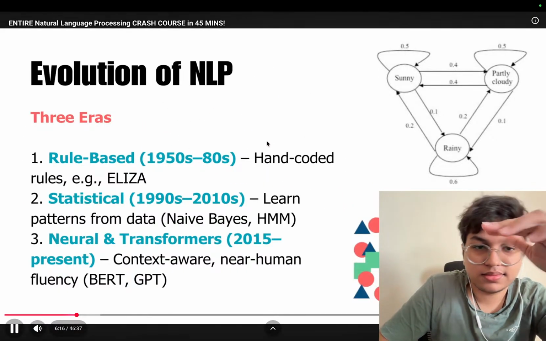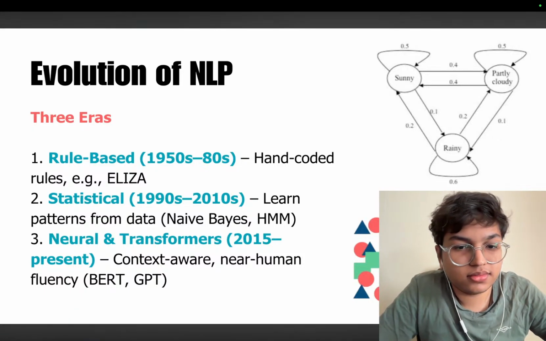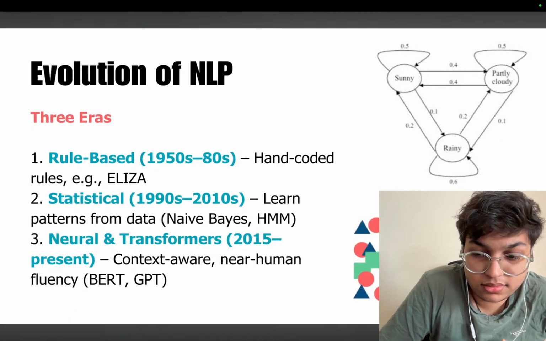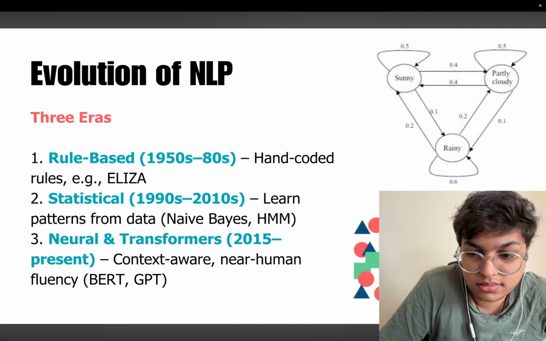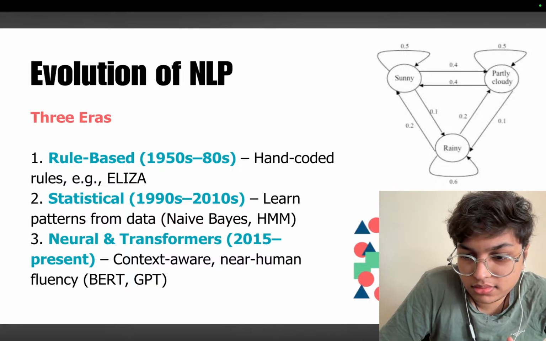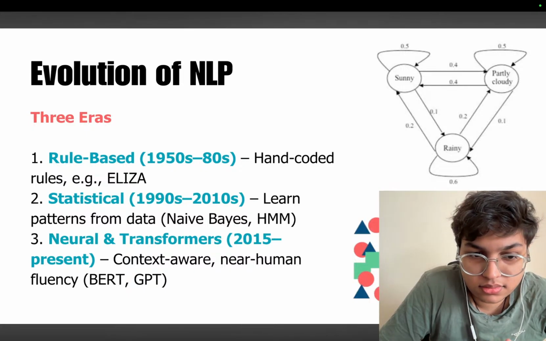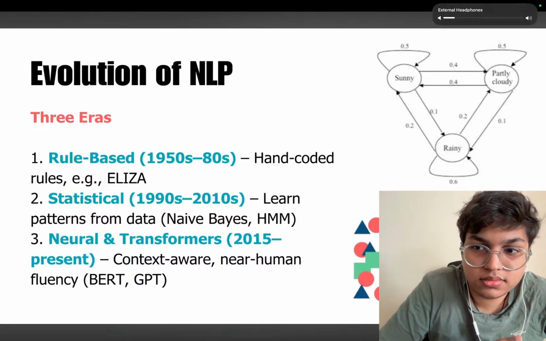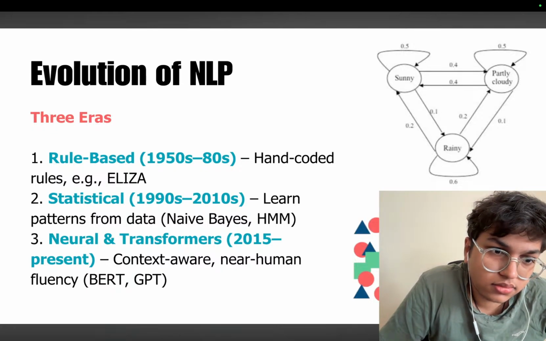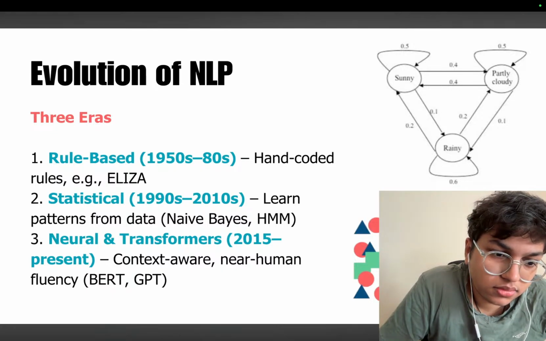Rule-based systems, 1950s to 1980s. In the early stages, NLP systems were designed using hand-coded rules. A classic example of this is Eliza, 1960s. A simple chatbot that mimicked a psychotherapist by echoing user input in the form of questions. These systems were easy to manipulate and deterministic, but rigid. They collapsed completely when the input deviated from pre-coded rules.